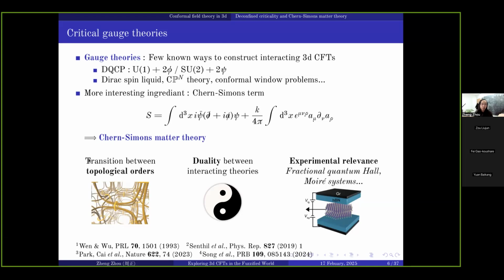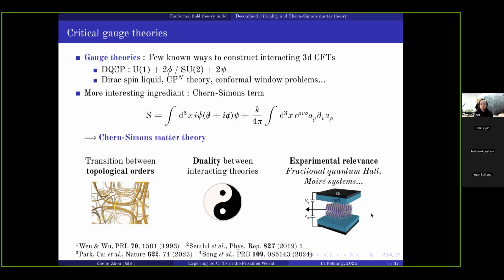And those theories describe transitions between different topological orders. Moreover, they also host dualities between different interacting theories. Recently, people have also found that these theories are very experimentally relevant. And they describe transitions in fractional quantum Hall systems or Moiré systems like twisted bilayer graphene or twisted bilayer TMD. But these theories are very difficult to study.